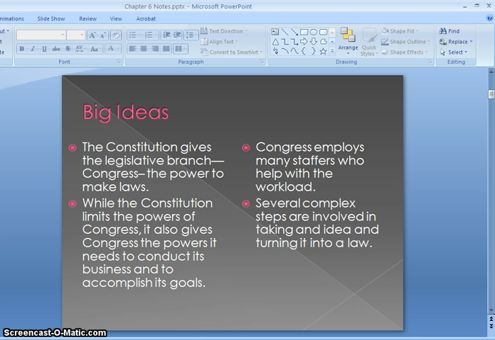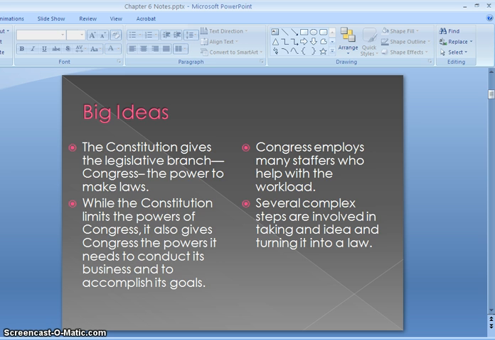Congress employs many staffers who help with the workload. Each senator or congressman has multiple staffers, either in Washington, D.C. or back in their home state. Washington would not be able to run without these staffers. They're almost like the gophers of Washington, D.C. They make sure that everything is done on time, and they make sure that their congressman or woman has all the information they need to actually vote on something. Several complex steps are involved in taking an idea and turning it into law, which we'll be talking about further down the road.